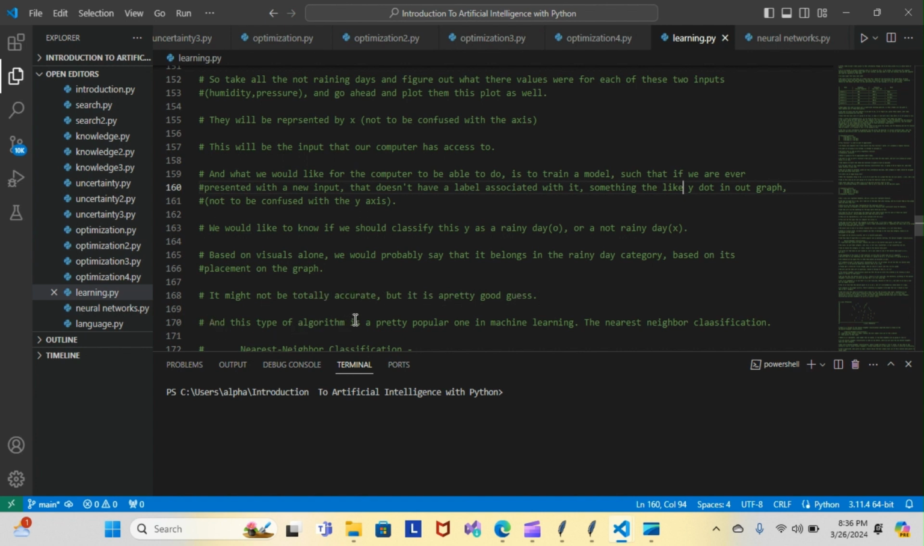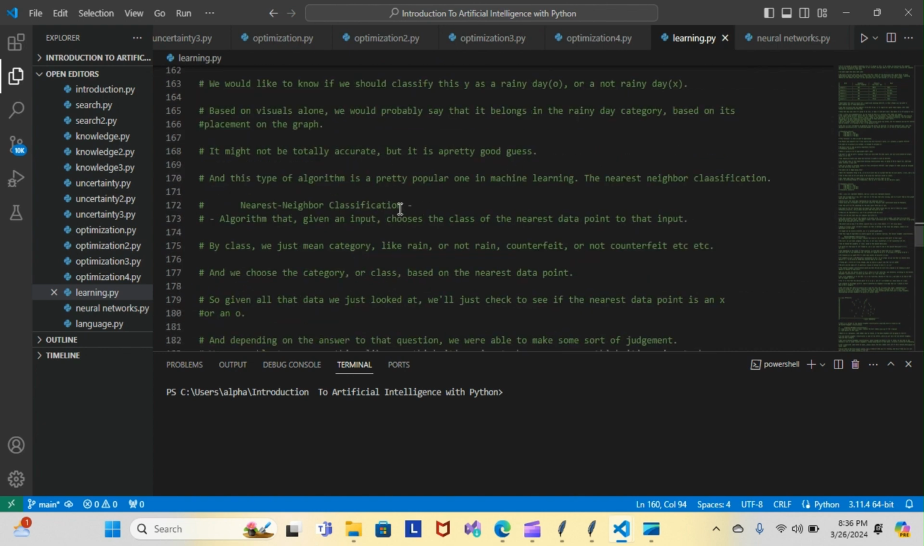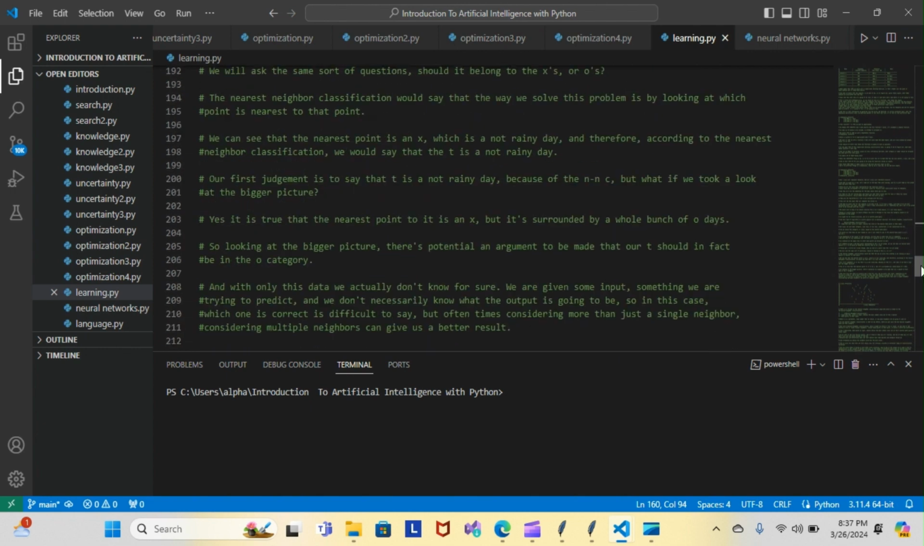This type of algorithm is a pretty popular one in machine learning, the nearest neighbor classification. Nearest neighbor classification is an algorithm that, given an input, chooses the class of the nearest data point to that input. And by class we just mean category, like rain or not rain, counterfeit or not counterfeit, et cetera. We choose the category or class based on the nearest data point. Let me go ahead and show you what that looks like again.